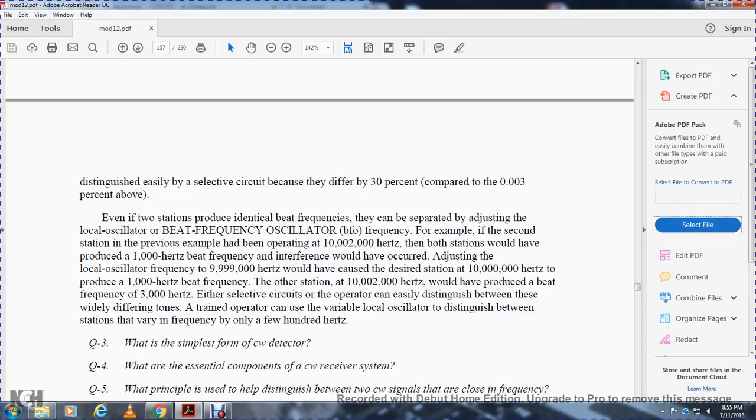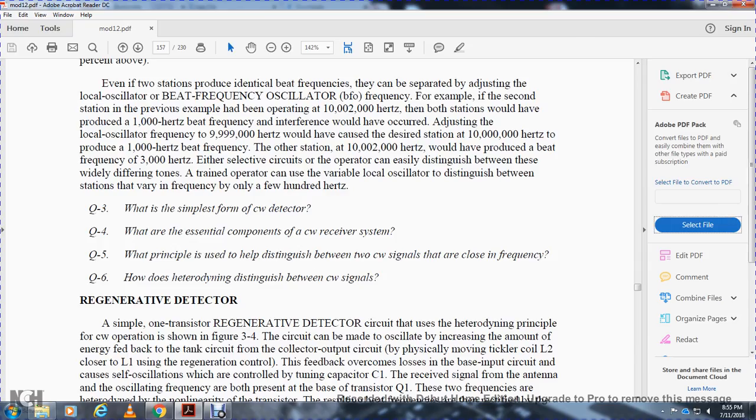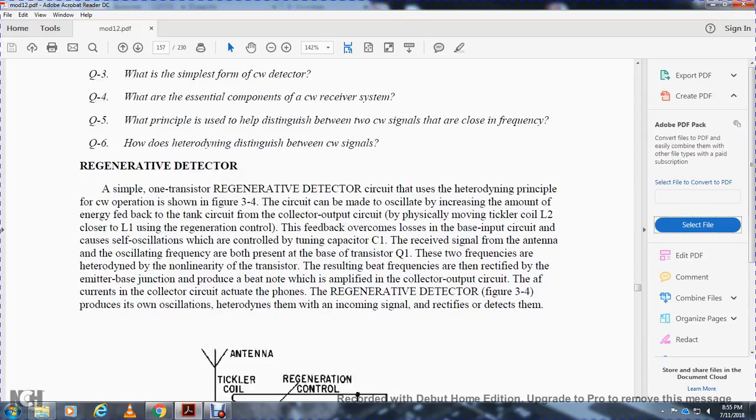Adjusting the local oscillator frequency to 9,999,000 Hz causes the desired station at 10 million Hz to produce a 1,000 Hz beat frequency. The other station at 10,002,000 Hz would produce a beat signal frequency of 3,000 Hz. The operator's selective circuit can easily distinguish between these widely differing tones. The operator can use the variable local oscillator to distinguish between stations by varying the frequency another few hundred hertz. Alright, the regenerative detector.